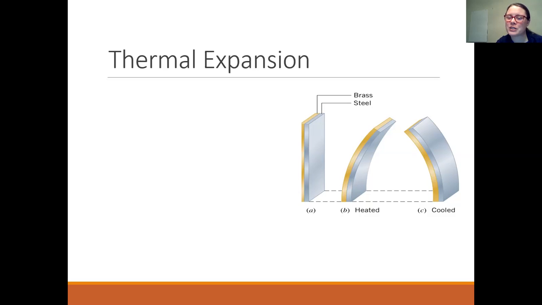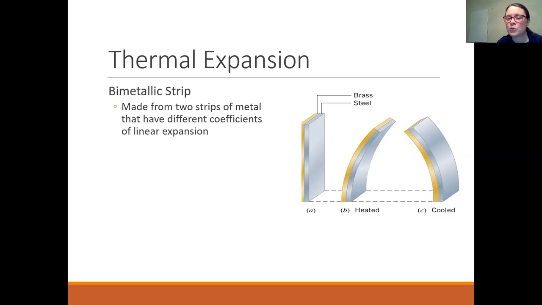But a lot of our thermostats now have a bimetallic strip. So it's made from two strips of metal that have different coefficients of linear expansion. So one side expands more than the other. So in this case, brass expands more than steel. Because it expands more than steel, it's going to cause the switch to bend.